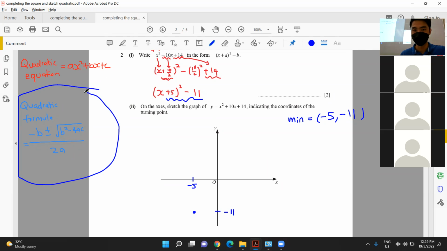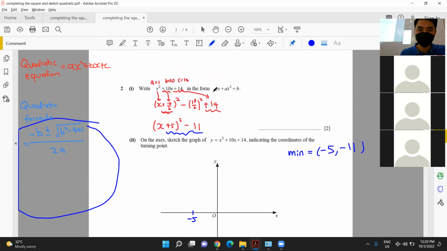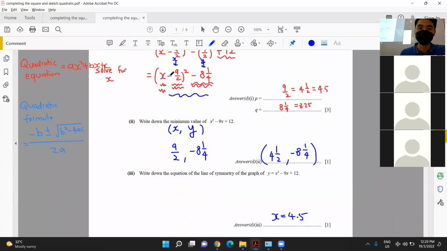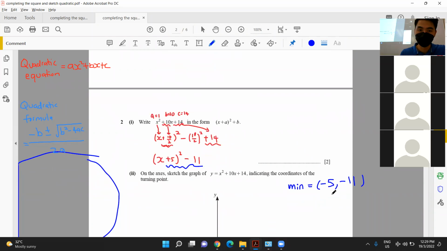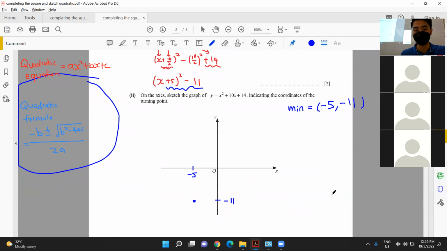Wait, so why is 5 negative? Because it's in the bracket. Okay, similar to up here, negative here becomes positive. So if it's in the bracket, it becomes negative. Yeah, the invert of it.